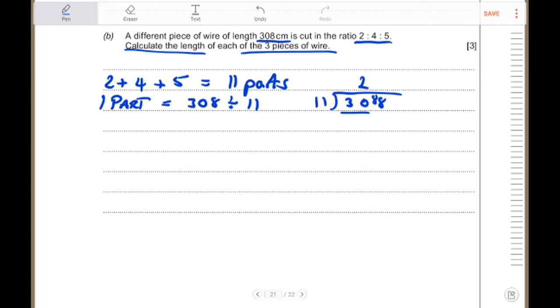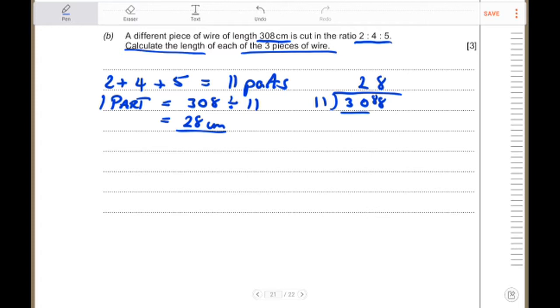Now I have 88, so we call that 88. And how many 11s in 88? Well, that's a nice 8. That's the non-calculator. They don't make it that difficult for you. So one part is 28 centimeters. Now, because we know the length of one part, we can work out the length of the 2-part piece, the 4-part piece, and the 5-part piece.